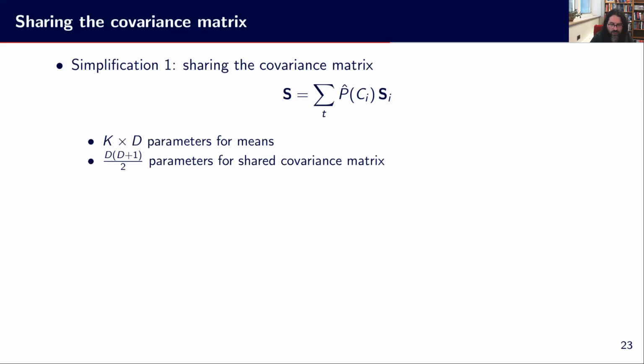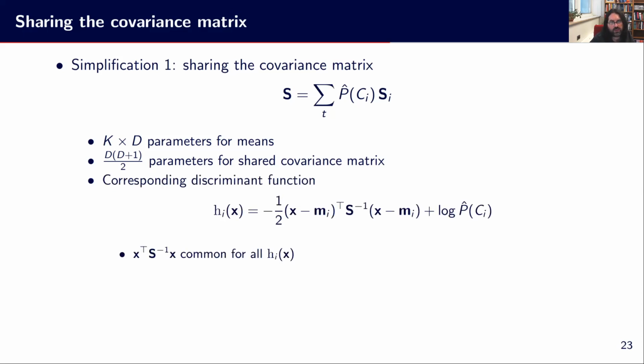This simplification allows us to go from, so for the means, it doesn't change, it's k times d parameters, but for the covariance matrix, we reduce by a factor k. So instead of having k different matrices, we have one matrix, but still that matrix is growing according to the number of dimensions, the dimensionality of our problem.